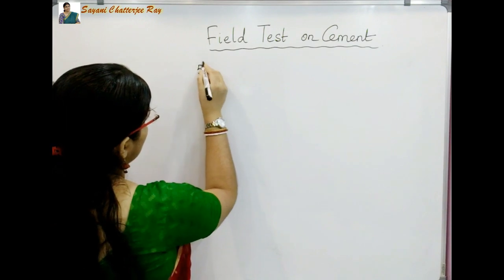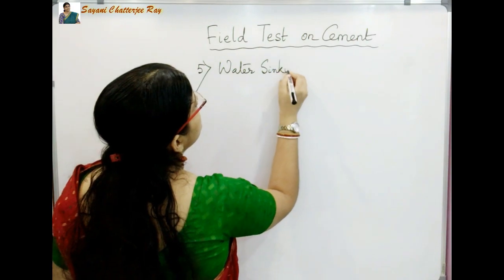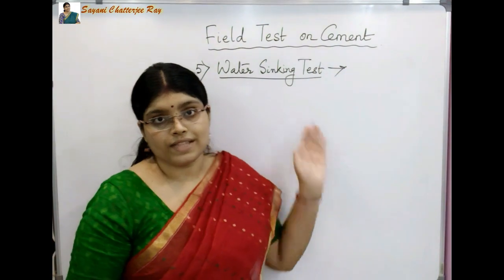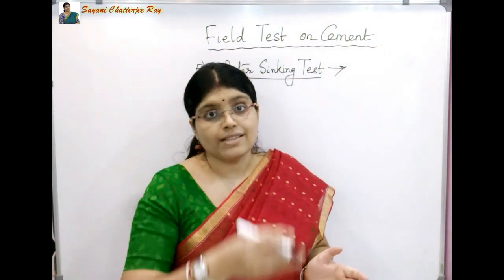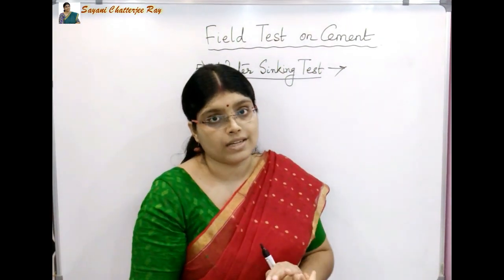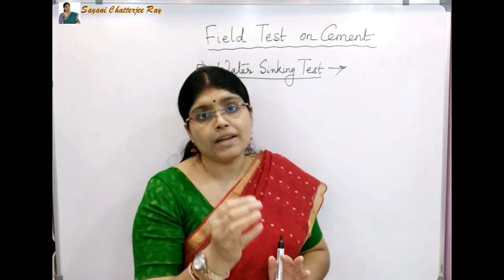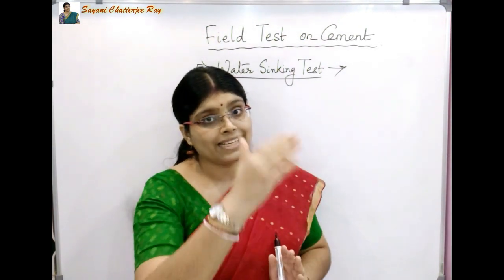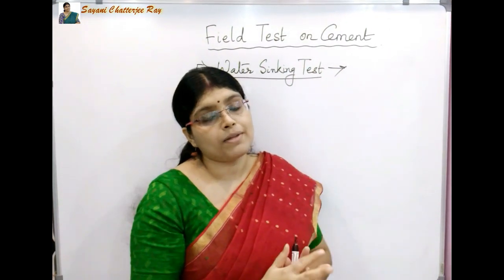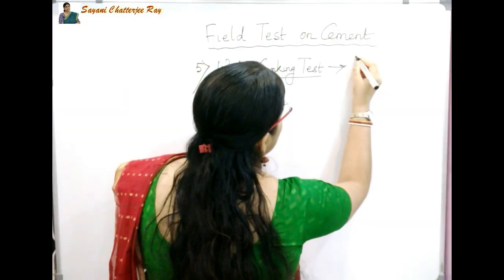So the fifth one is the water sinking test of cement. So what is the water sinking test of cement? After opening the bag of cement, just take some cement with your hands and throw that cement in a bucket full of water. Whenever you throw that cement in a bucket full of water, the cement should float at the top for some time and gradually sink to the bottom. If this happens, then you will be able to understand that the cement is genuine and it is not adulterated.